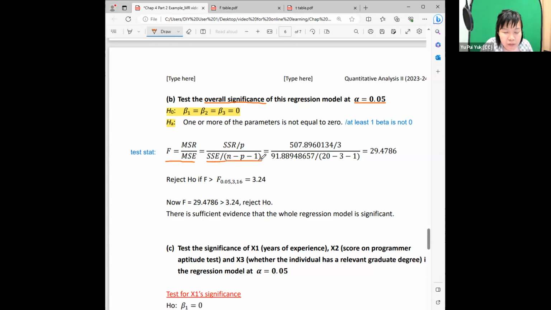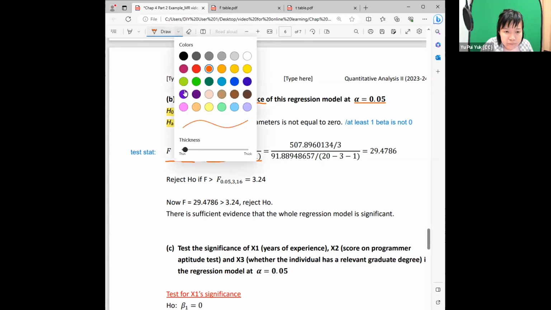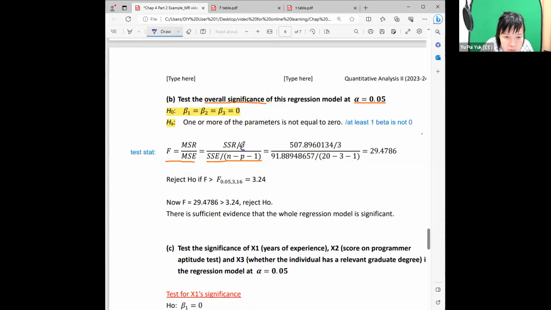Let me highlight as well. What does P mean? Do you remember? P stands for the number of X variables. Now in this example 2, we have 3 X variables, so here it is 3, and n is the total number of data in the data set. So it's 20 programmers, so it's 20 minus 3 minus 1.